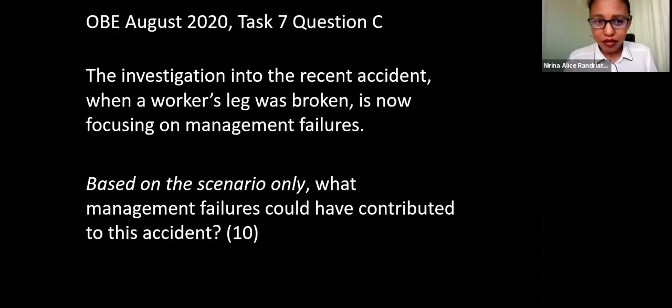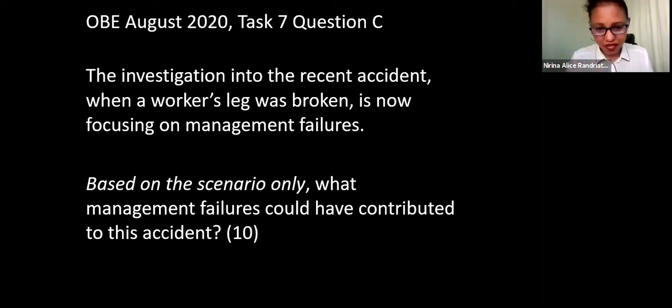Okay, another similar question, again taken from the OBE August 2020, task number 7, question C. The question here is: the investigation into the recent accident when a worker's leg was broken is now focusing on management failure. Based on the scenario only, what management failures could have contributed to the accident? Same thing again. You can do some research. You want to understand what is management failure? What do we mean by management failure? But at the end of the day, for the answer, you must base it on the scenario.